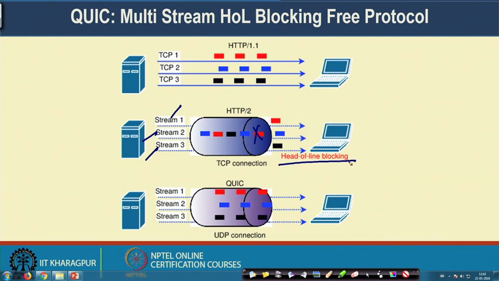Now, QUIC solves this Head-of-line blocking problem by using UDP. A UDP connection does not have this problem of blocking due to reordering. UDP simply passes the packets up, and the QUIC protocol itself takes care of delivering the packets to the individual streams, and it maintains stream-wise flow control and congestion control. I am not going into the flow control and congestion control algorithms of QUIC in detail. If you are interested, you can look into the specific draft or the SIGCOMM 2017 paper.